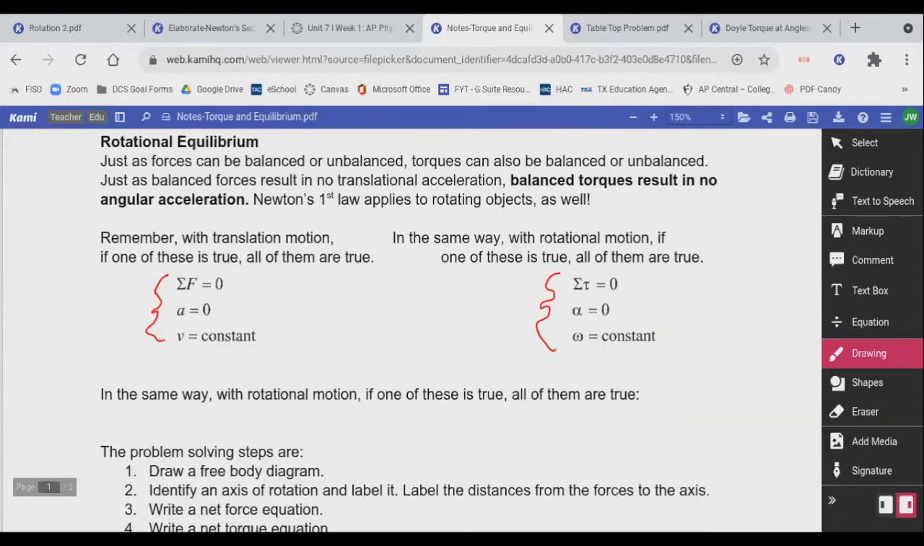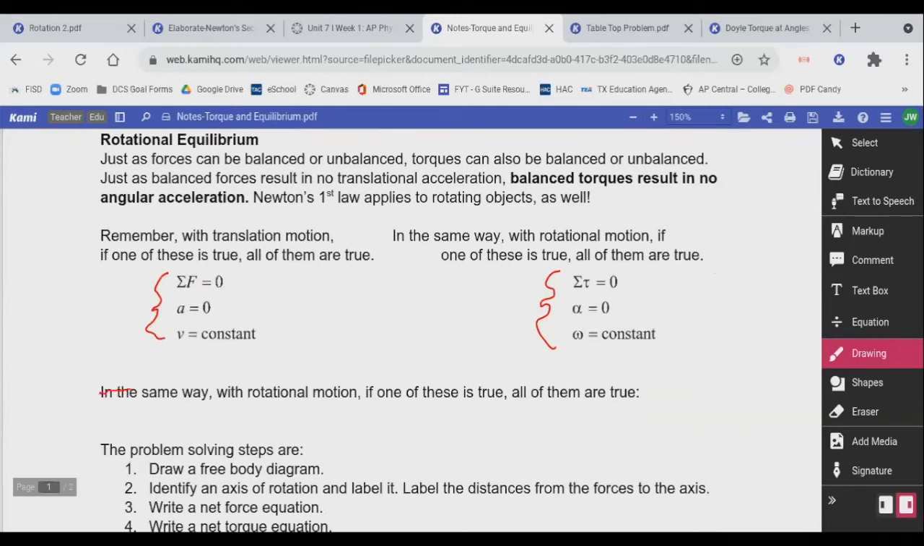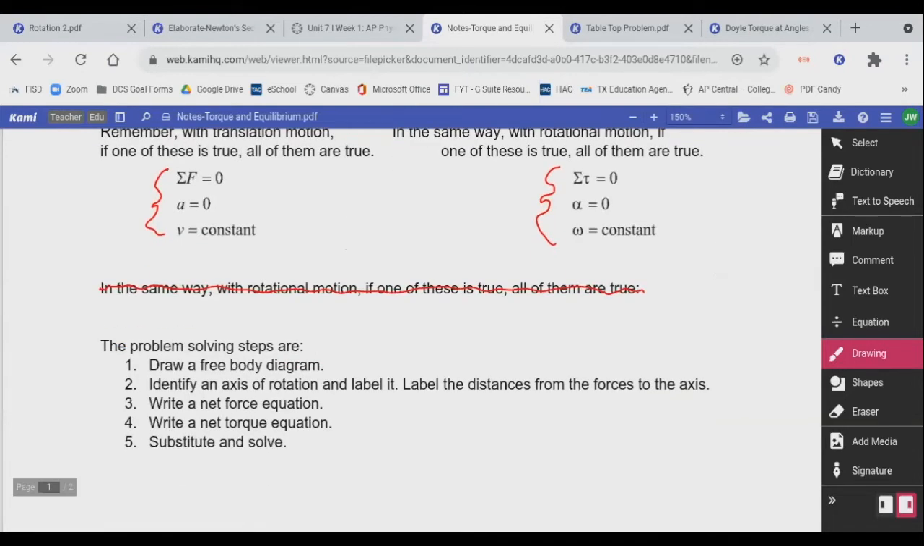Now, I don't know why this page has this statement written again, so I'm just going to scratch it out. It's the same one that was written up above. Here it gives us some steps: free body diagrams, identifying the axis of rotation, writing the net force equation, writing the net torque equation, substituting and solving. Don't worry, we're going to do all of that by stepping through it. Then you're going to kind of understand the list. So I don't want to dwell on the list too much. What I want to do is put it into practice, and then we can see what's going on. Then you can go back and kind of appreciate the list.